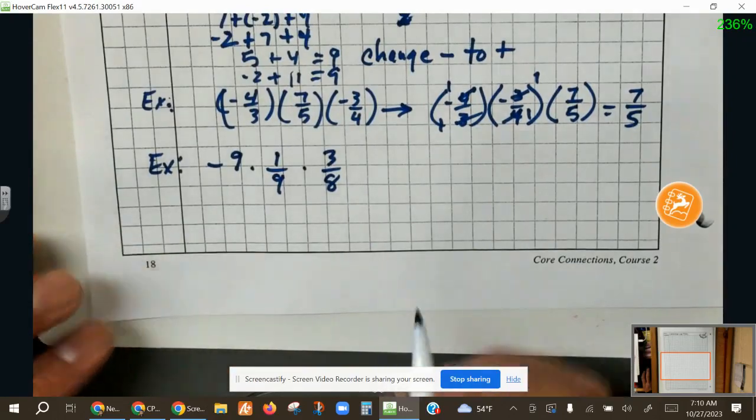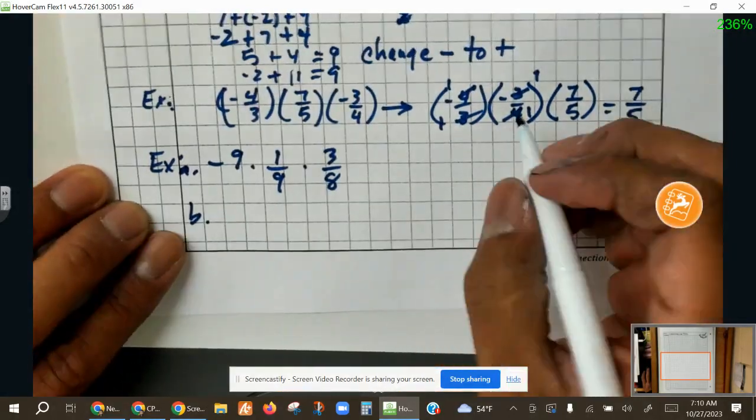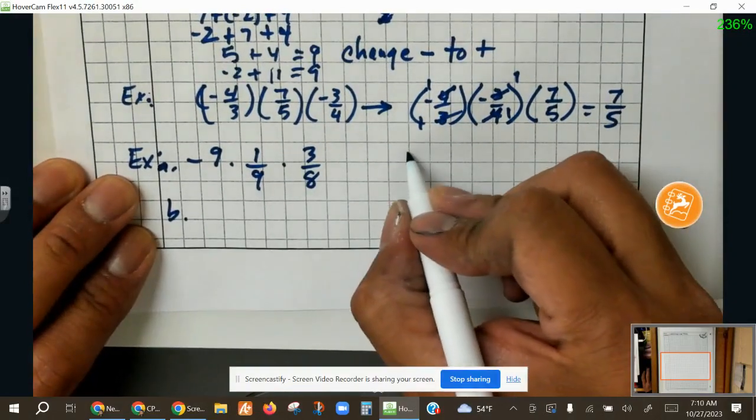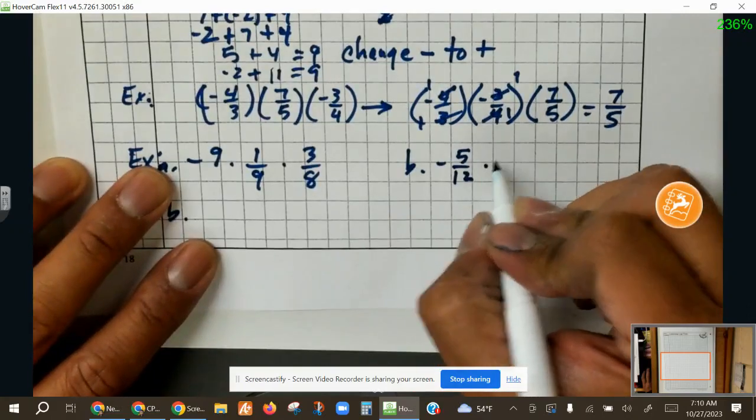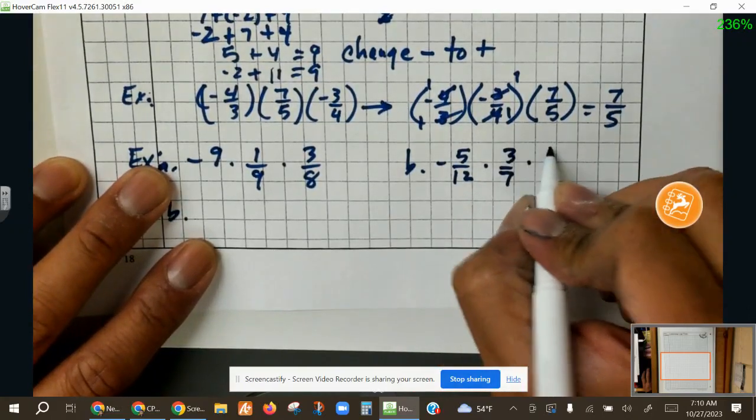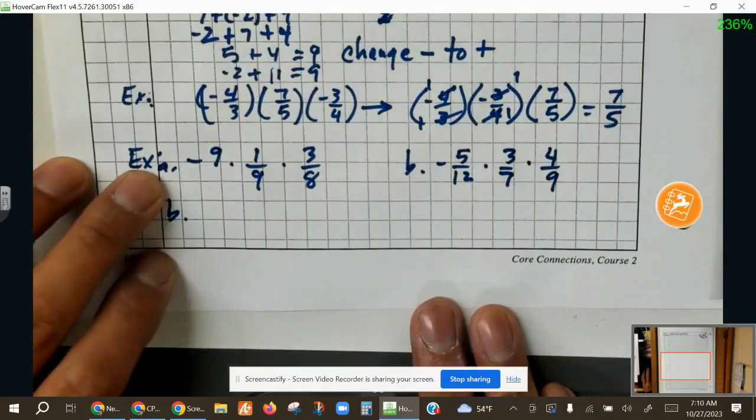Okay, and the next problem, this is problem A. Let's do problem B over here. We have -5/12 times 3/7 times 4/9. So how would we work that one out?